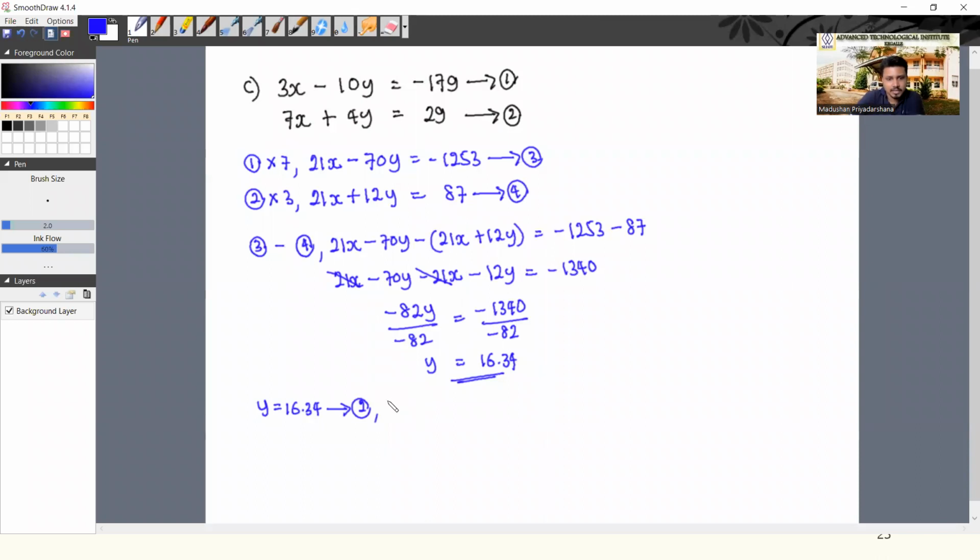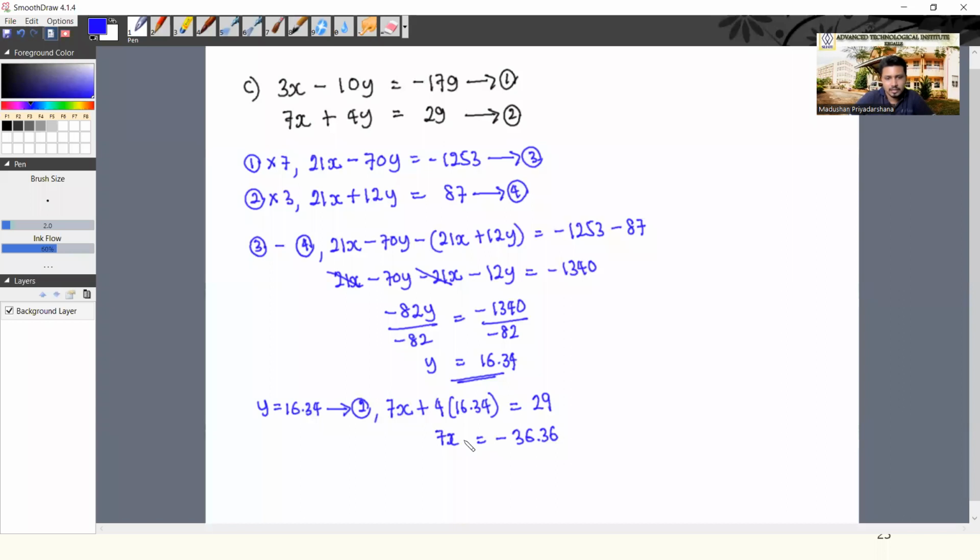7x plus 4y, 4 into the value of y we have found to be 16.34, equals 29. So 7x equals 29 minus 16.34 into 4. That is 65.36. From 29, deduct 65.36. That is minus 36.36.